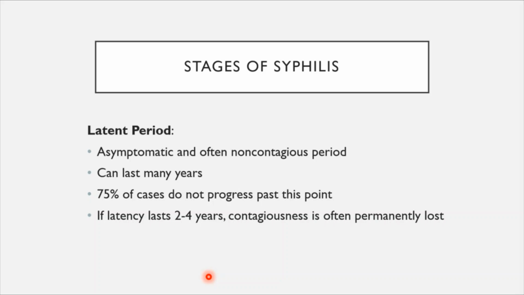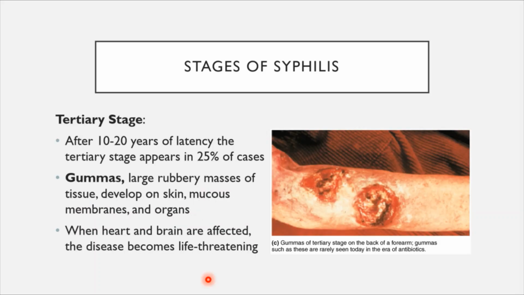During this period, a person is asymptomatic and often not contagious. However, they still retain the pathogen in their bodies. And this stage can last many years. 75% of cases do not progress past this point, and if latency persists for 2 to 4 years, then often contagiousness is permanently lost. However, in 25% of cases, the tertiary stage arises after 10 to 20 years of latency.